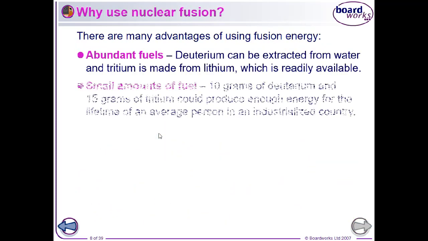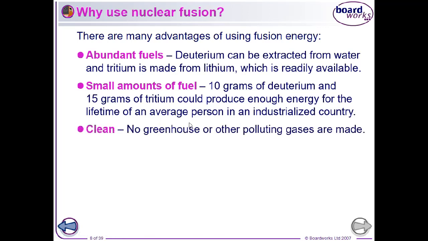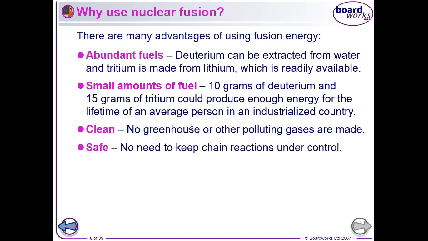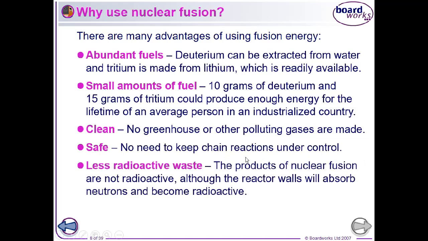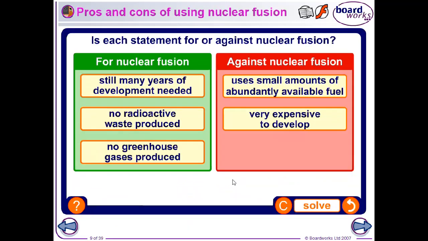So the fuel is abundant in the seawater. We only need a small amount. For example, 10 grams of deuterium and 15 grams of tritium could produce enough energy for the lifetime of an average person in an industrialised country. Clean, no polluting gases put into the atmosphere. It's safe. We know there's no chain reaction that we need to keep under control. The radioactive waste is less. Only the chamber itself will become radioactive, and that will be used for a long time. And we don't produce any waste products that could be turned into nuclear weapons, which is what happens with fission reactors.